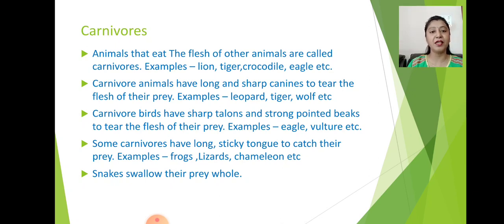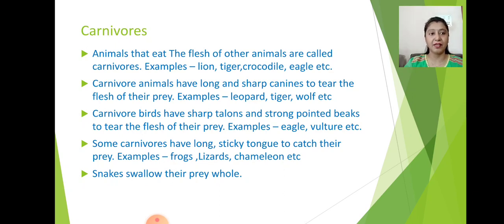The last point here is snakes swallow their prey whole. Snakes do not have any particular teeth which can help them for chewing. They have some special teeth-like structure which helps them to swallow the food, and later on, when the snake swallows the food, it is digested by the digestive juices present in the snake's body, and the snake absorbs the nutrients through it. Snakes do not chew, they directly swallow the whole prey.